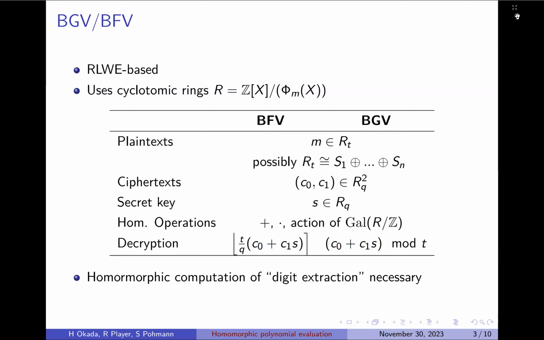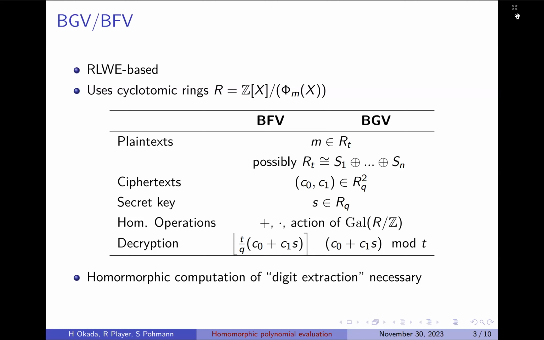Since we can homomorphically perform addition and multiplication, it is very simple to compute homomorphically the value c0 plus c1 s. But both modular reduction and rounded division are not so easy to compute homomorphically, since they are not directly supported by homomorphic operations. Homomorphically computing this is thus sometimes called digit extraction.